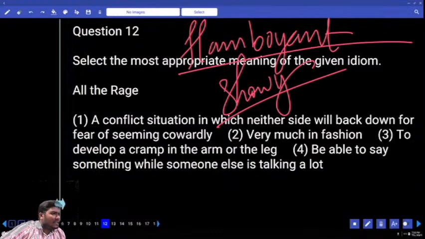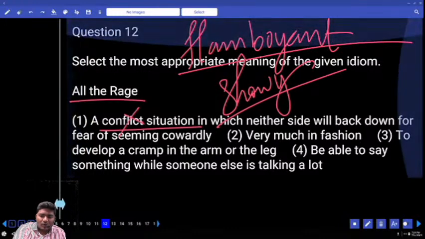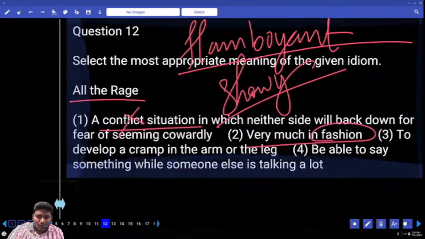Flamboyant style is nothing but a person who quickly adopts to the modernization. Like if any new style comes, like torn jeans, immediately goes and adopts that. Now, all the rage is somewhat related to these styles. A person who quickly adopts to the styles of new generations, that is called as flamboyant. All the rage, showy. Which one is somewhat related to this meaning? Can you tell me? A conflict situation, conflict is negative, not related. Very much in fashion, somewhat suitable.